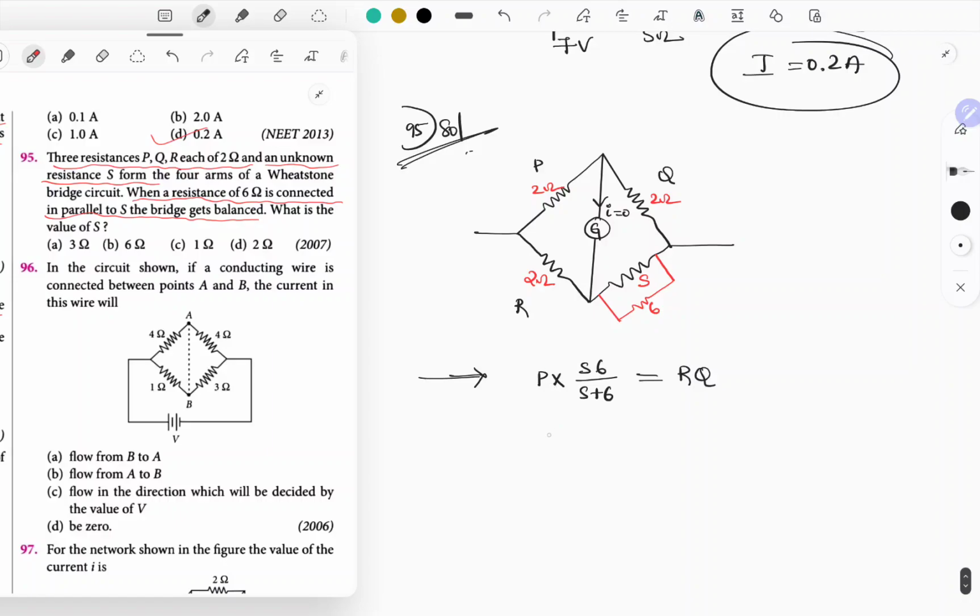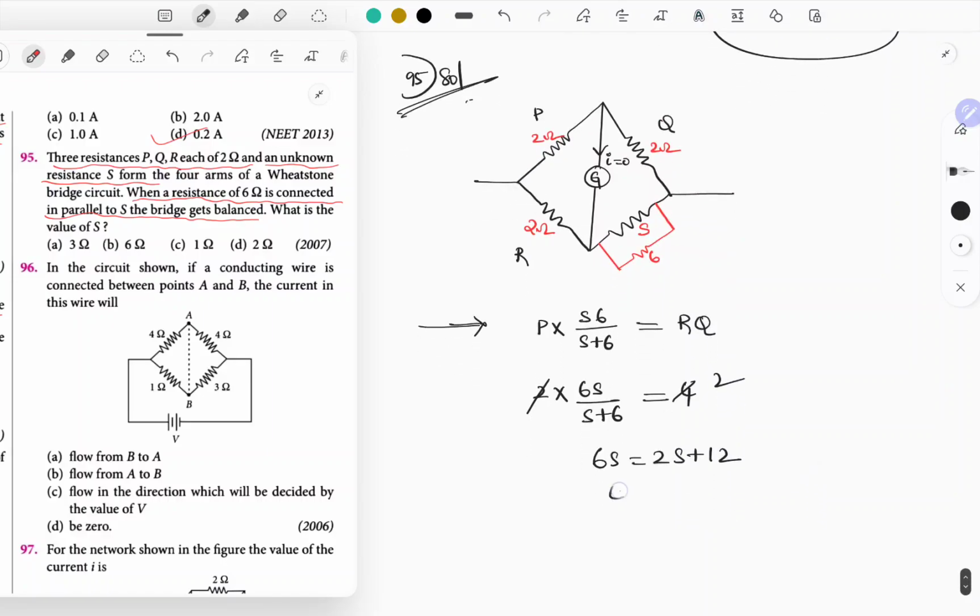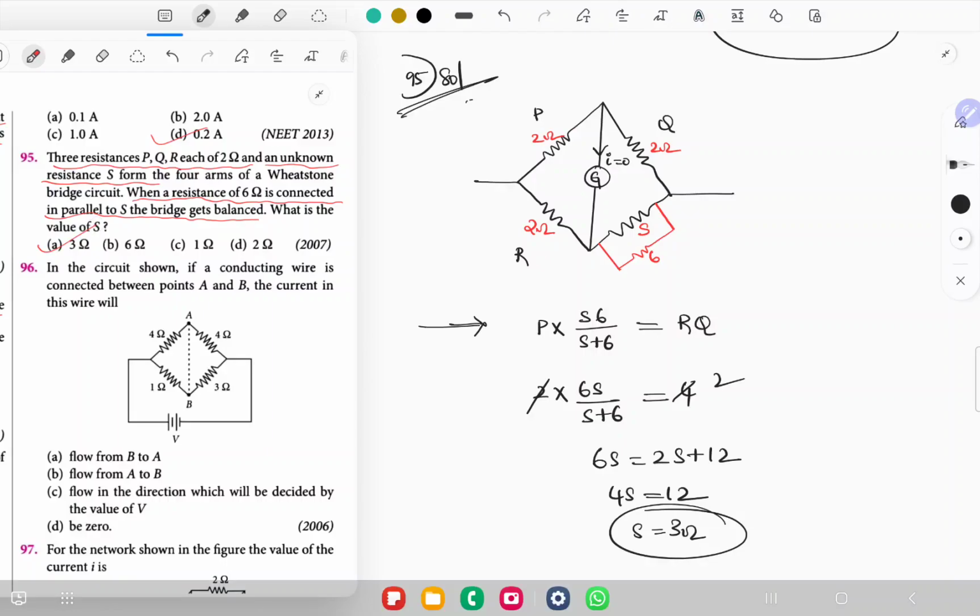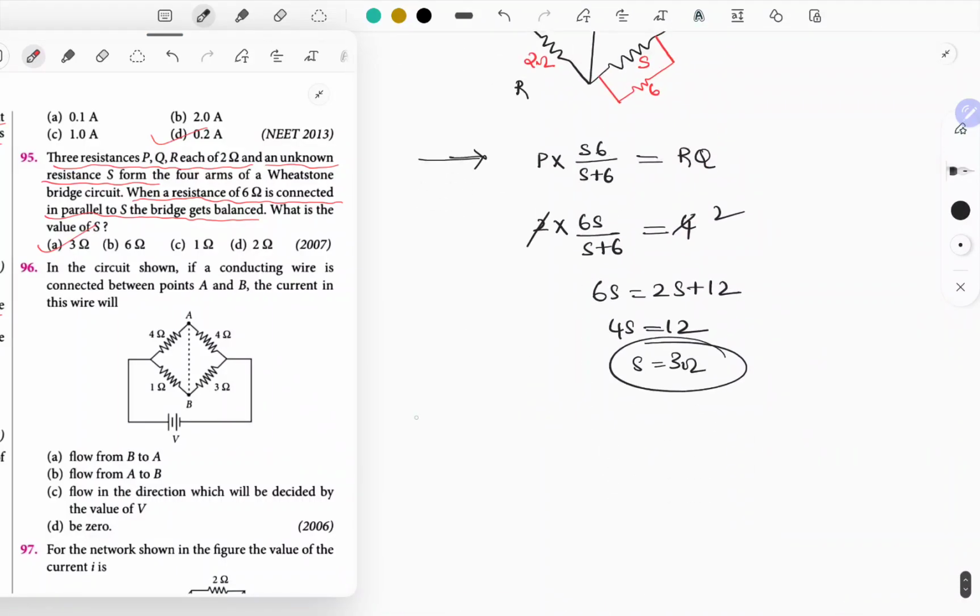Where P is 2 ohms, into 6S divided by S plus 6, which is equal to R into Q, which is 4. Then 12S is equal to 4S plus 24, so 8S is equal to 24, and S is equal to 3 ohms. Which option? Option A is the correct answer. Understood? Very good. Let's solve question number 96.